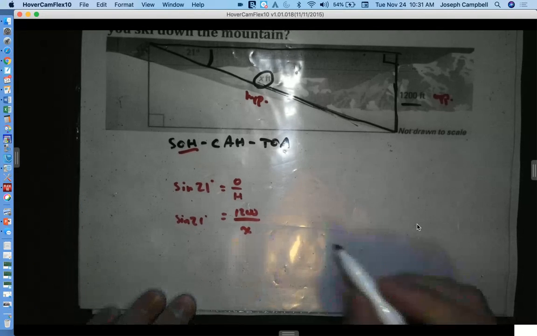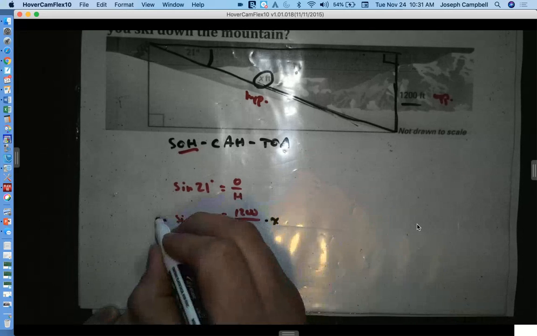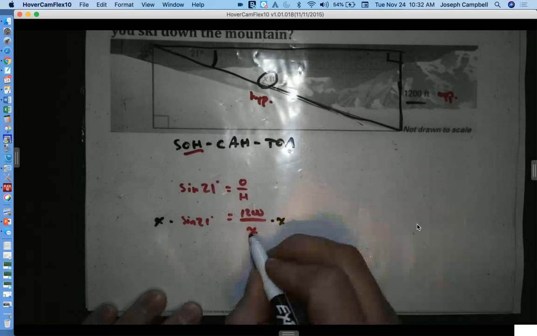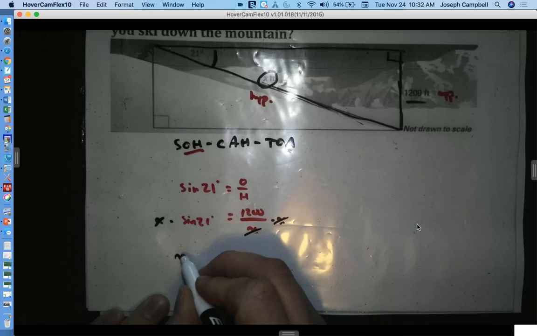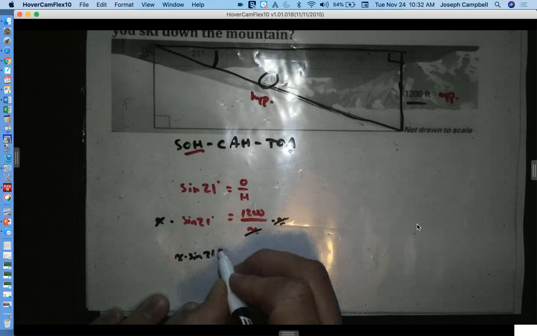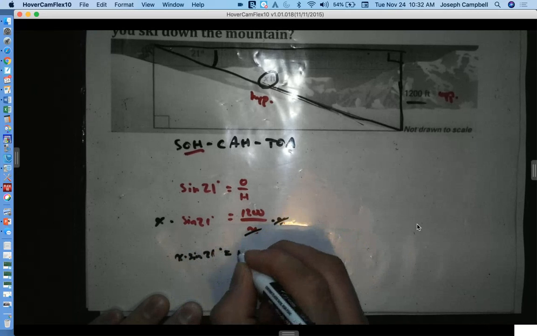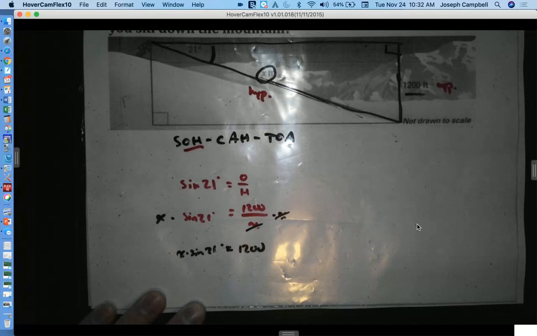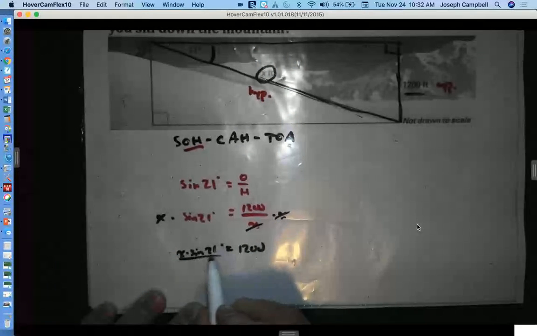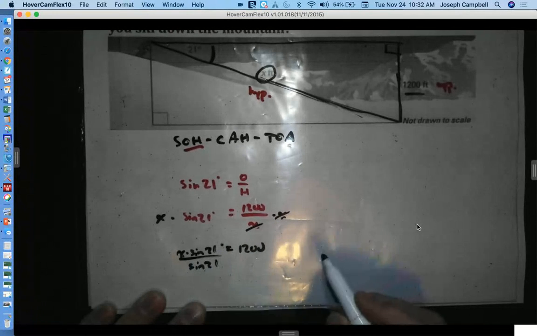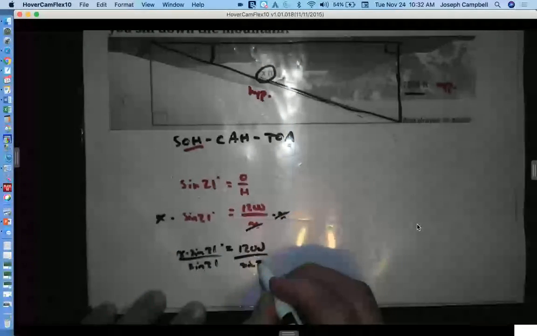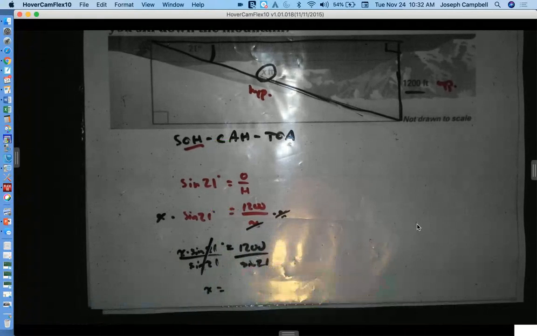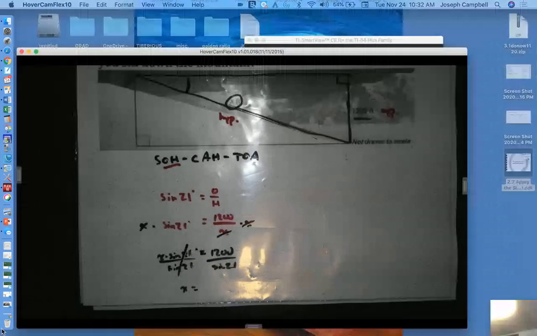So again, multiply both sides by x. I'm going to do it in 2 steps now. I should probably just keep doing all the work. I don't want to start taking shortcuts that confuse people. Then I have x times sine of 21 is equal to 1200. Divided by sine of 21. And x will equal whatever that is inside of calculator. 1200 divided by sine of 21.